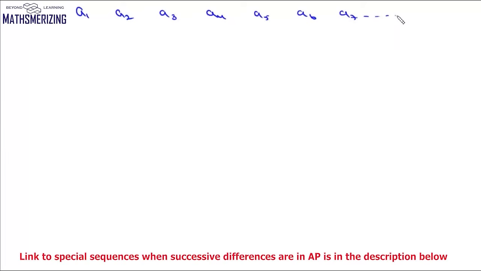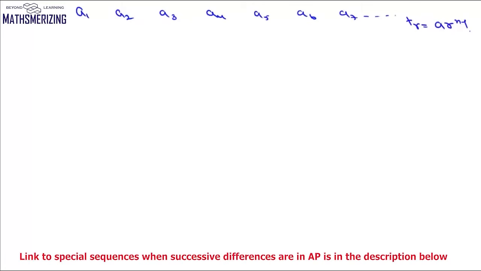Now, what if the difference is not an AP? Difference is in GP. Now, if we have any sequence, say A1, A2, A3, A4, A5, A6 and A7, and suppose this sequence is in GP with common ratio R, we know that its general term is given by A into R to the power n minus 1.